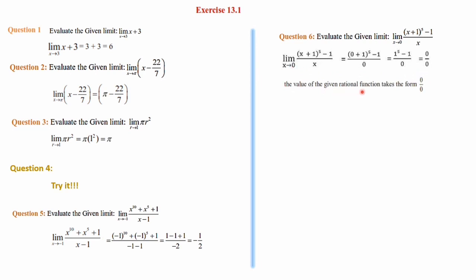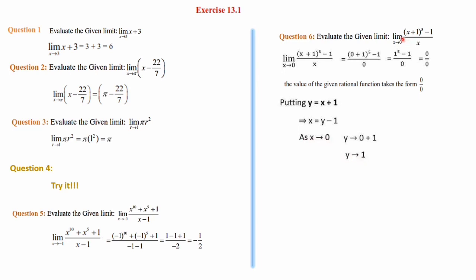So the value of the given rational function takes the form 0 by 0. Put y is equal to x plus 1. So this x plus 1 we have to substitute with another variable, that is y. Y equal to x plus 1. Here x is equal to, just we can calculate the value of x. Take this plus 1 to the left side, so y minus 1. Then as x tends to 0, what will happen to y? As x tends to 0, y tends to 0 plus 1. So here x value is replaced and put to 0, so y tends to 1.